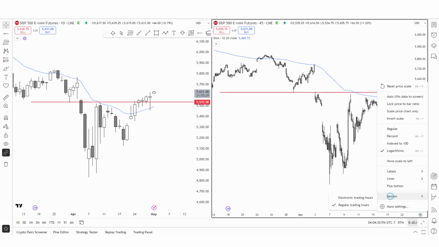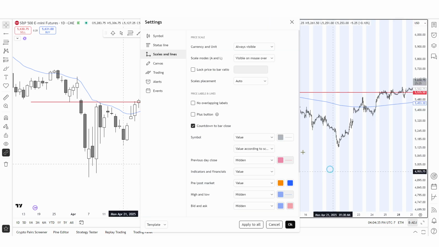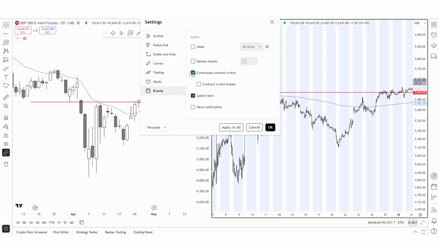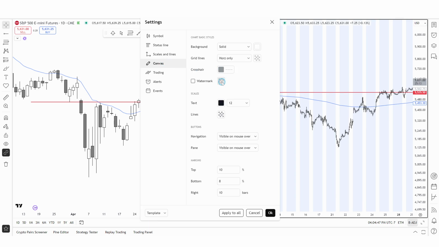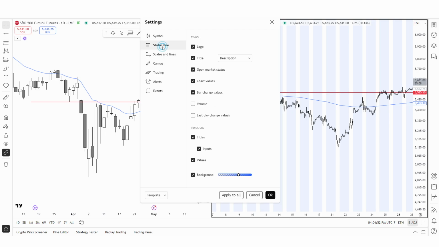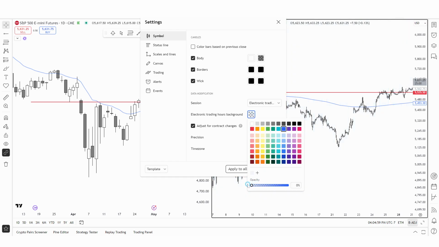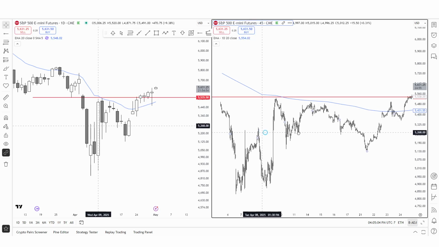Oh, let me turn this into the ETH session. Oh, that's annoying. I don't know why that keeps happening. Give me 1 second to change that. What is that? Trading. Why is that like that? Is it under canvas? No. Electronic background hours. Okay, 0. Apply to all. Okay.